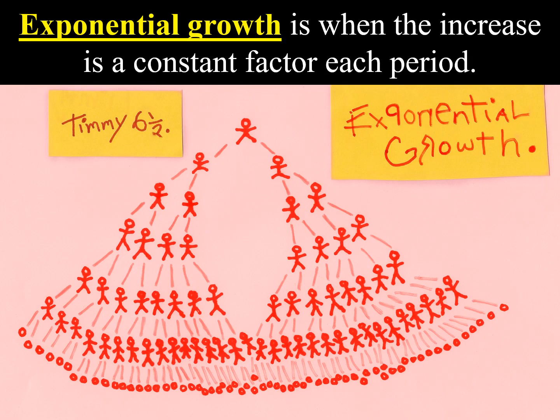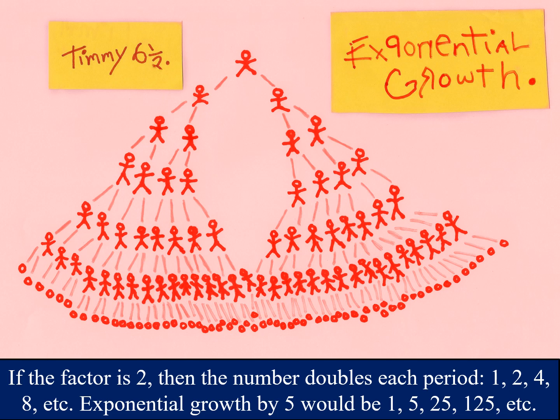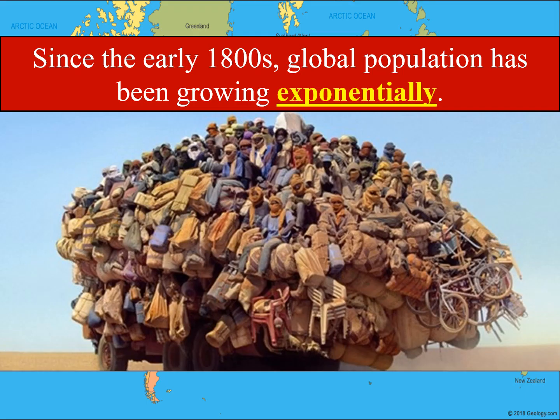Exponential growth is when the increase is a constant factor each period. If the factor is 2, then the number doubles each period: 1, 2, 4, 8, etc. Exponential growth by 5 would be 1, 5, 25, 125, etc. Since the early 1800s with the Industrial Revolution, global population has been growing exponentially.